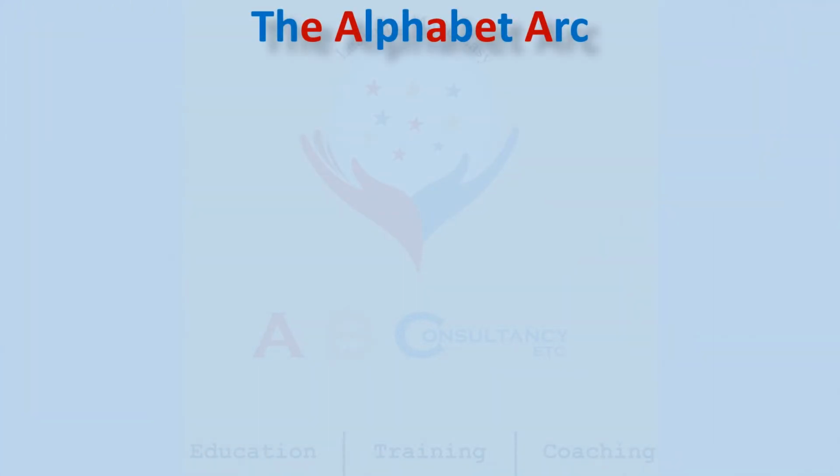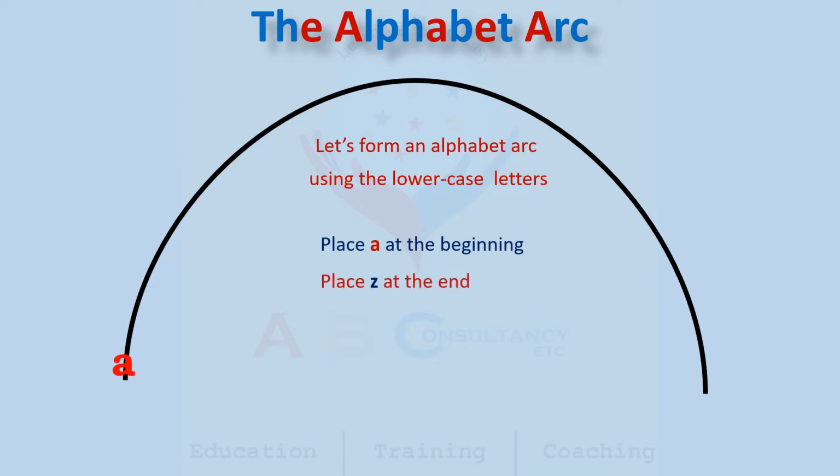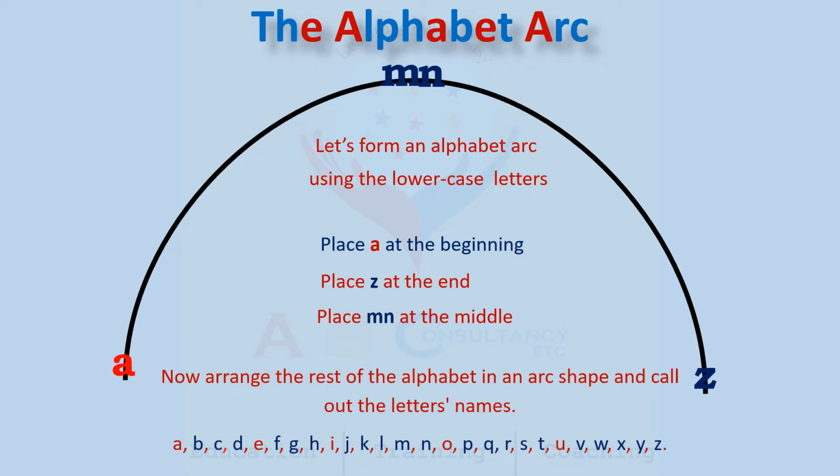The alphabet arc. Let's form an alphabet arc using the lowercase letters. Place A at the beginning. A. Place Z at the end. Z. Place letters M and N at the middle. M, N. Now arrange the rest of the alphabet letters in an arc shape and call out the letters.